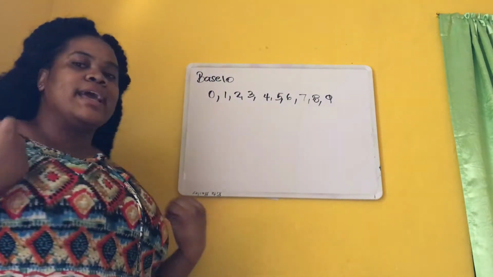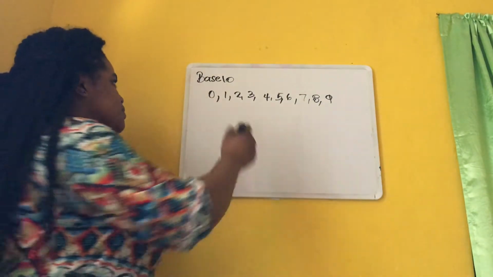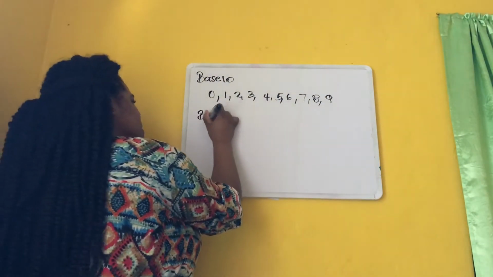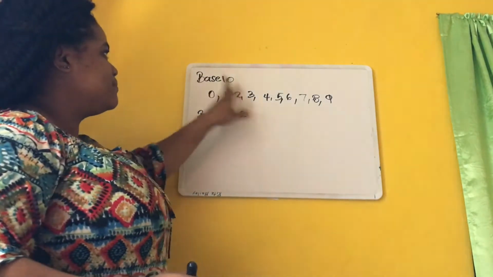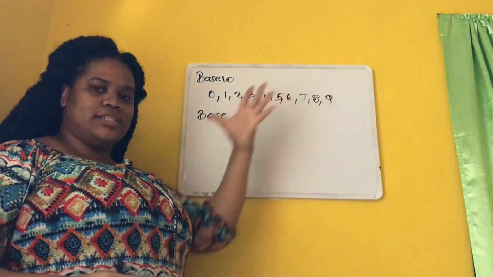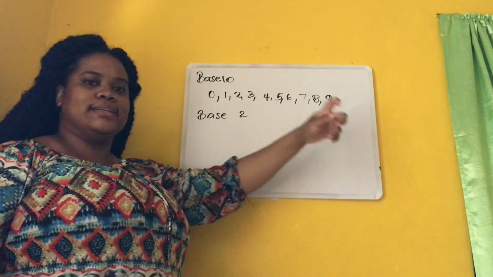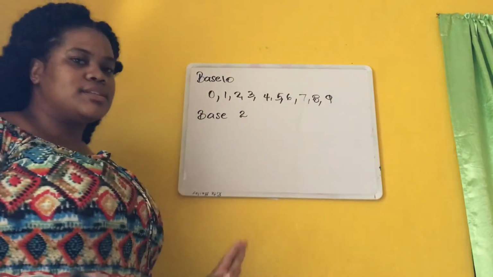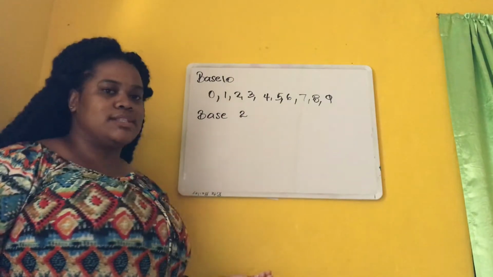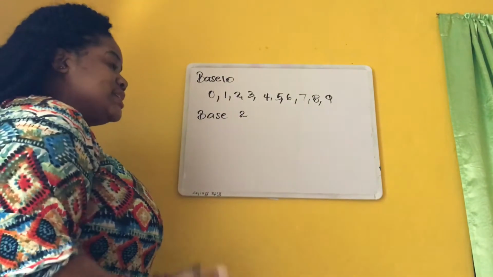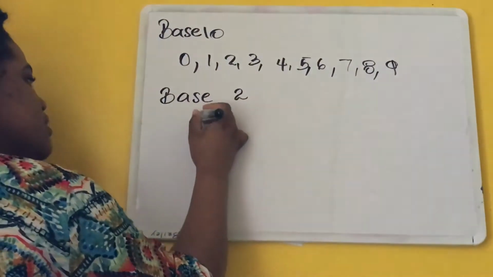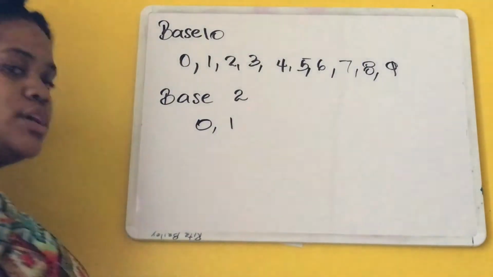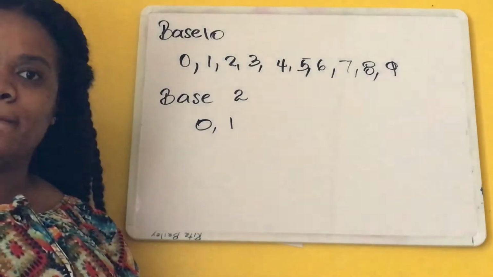In base 2, as it suggests, we realize that in base 10, the digits that we use are basically less than 10, right? So in base 2, it's the same. We are going to use digits that are less than 2. What are the digits that are less than 2? 0 and 1. So those are the digits we use in base 2.